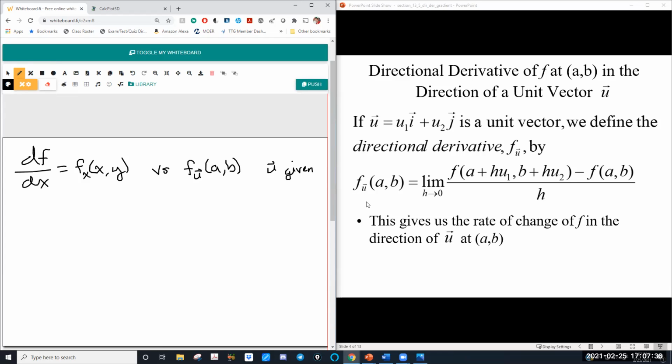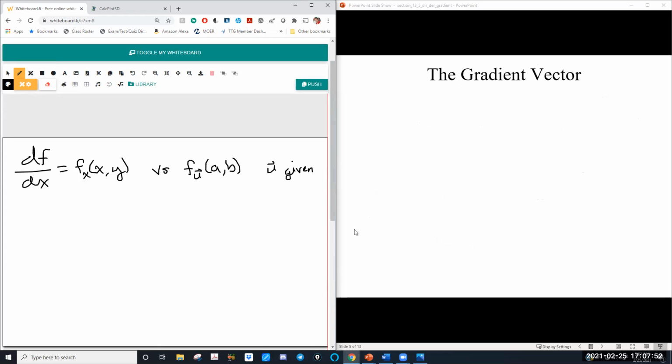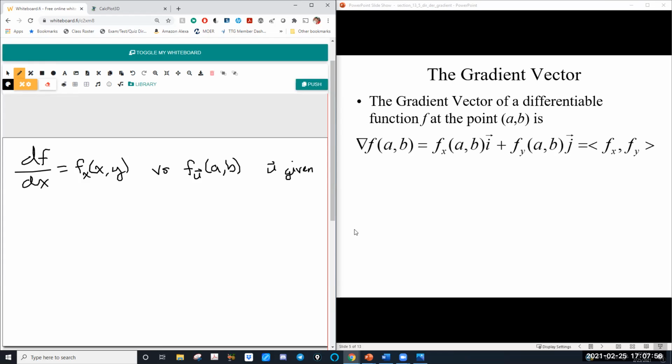Now, again, I'm not going to do the derivation in here because I want to make sure we have time for you guys to try some of the 13.5 worksheet. But in the derivation, the big thing that pops out is the gradient. And the gradient is a vector, all right? It's a very, very specific vector. It's a vector made up of the partials of the function.